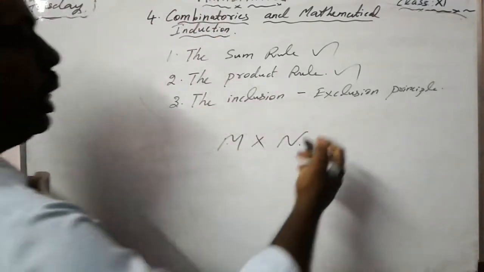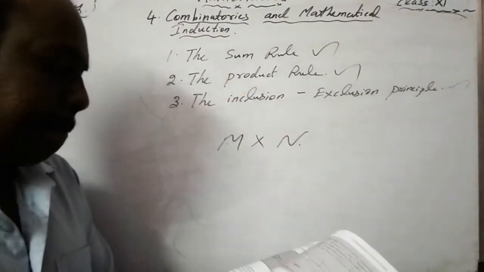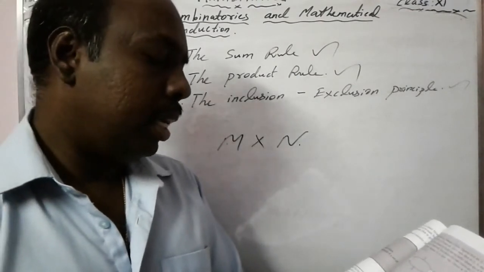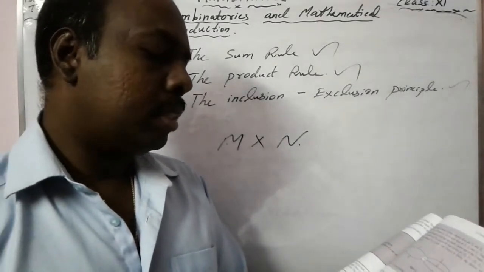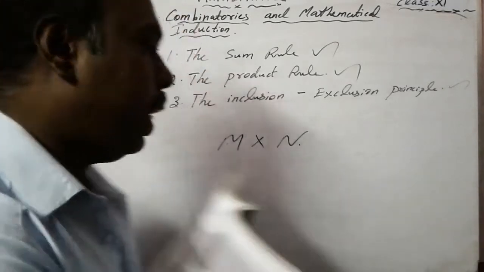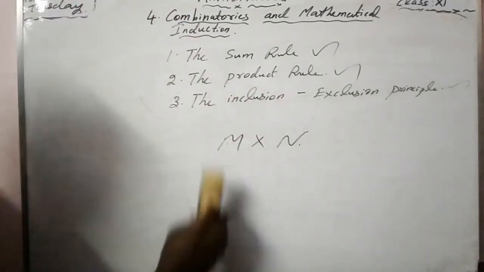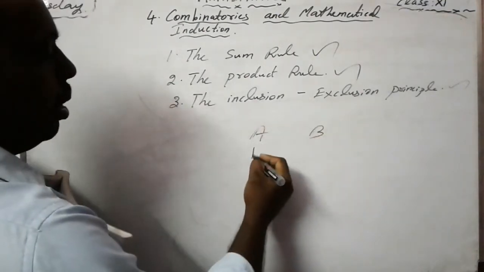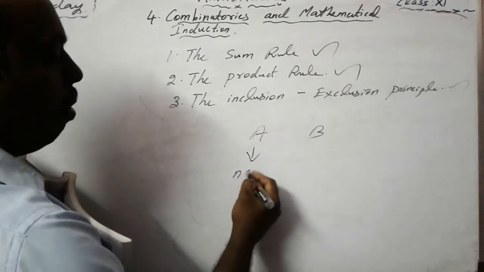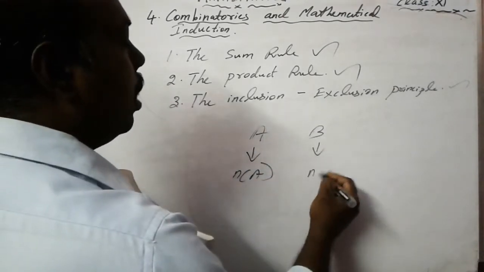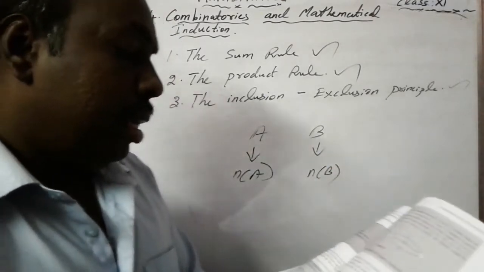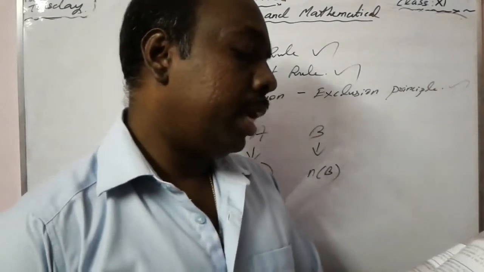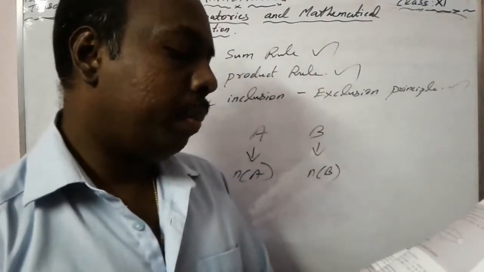The last one is the inclusion and exclusion principle. For example, suppose two tasks A and B can be performed simultaneously. Let n of A and n of B represent the number of ways of performing tasks A and B. So there are two tasks, A and B. Performing A is n of A. Performing B is n of B, independent of each other.